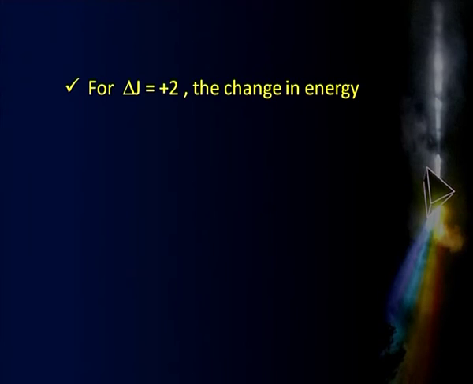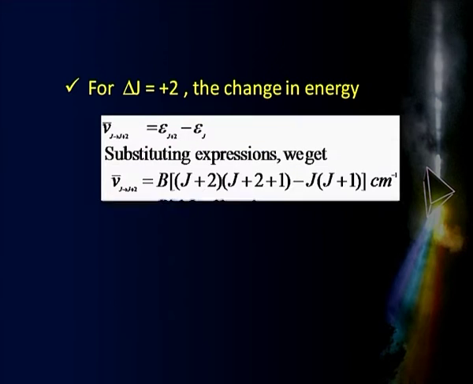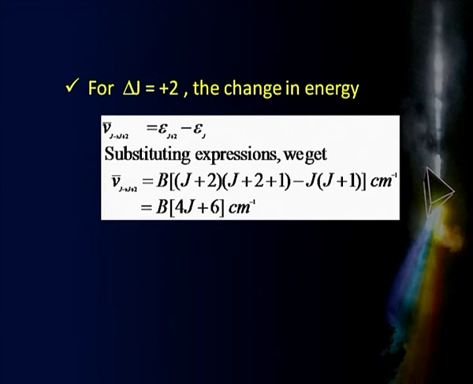We will come to that later. Now, let us try to see what kind of energy expressions we have. Suppose I am talking about delta J is equal to +2 kind of a change, then the change in energy can be given as E j plus 2 minus E j, that means j plus 2th level minus this energy. That gives me an expression.